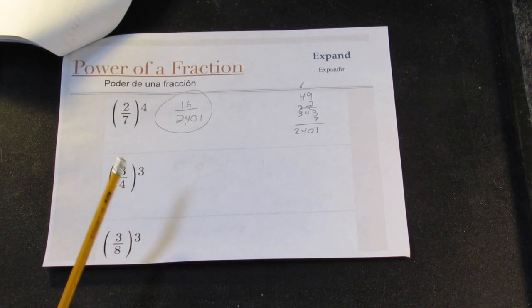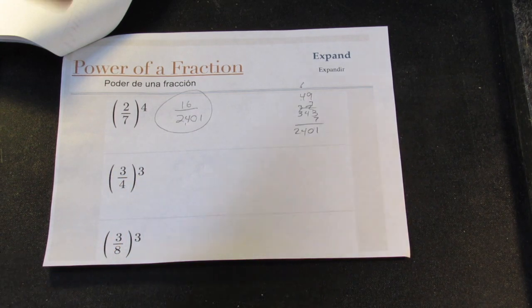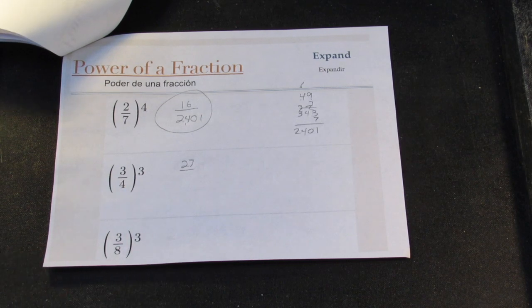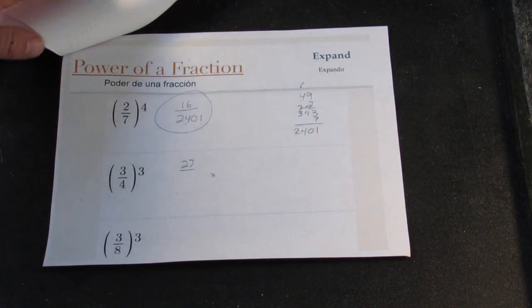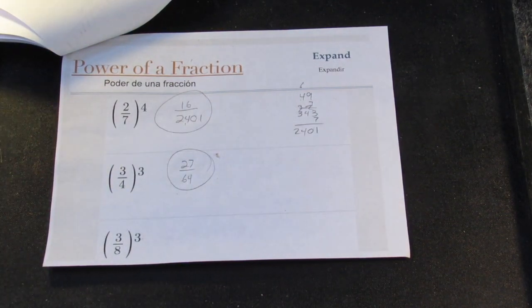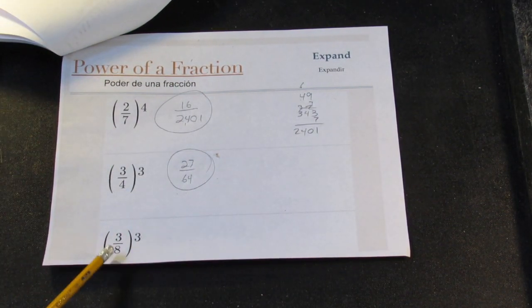Alright, 3 to the third power, 3, 9, 27. And as we discussed on the last page, I believe 4 to the third power is 64. 4 times 4 is 16, times 4 more is 64. And let's see if I can do this one.